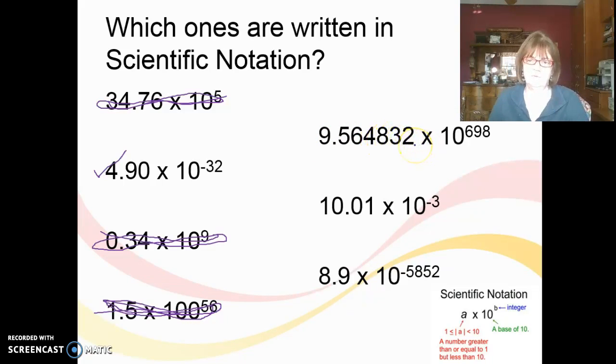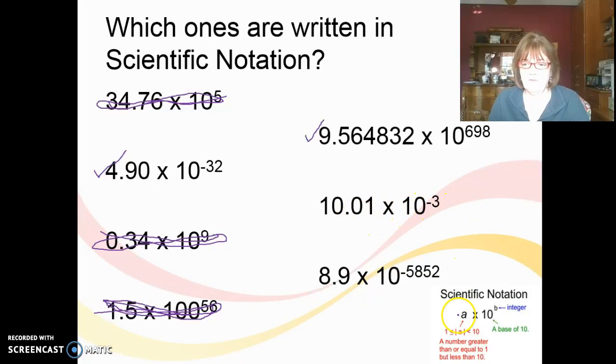9.564832. That's a big number. Is it bigger than 1? Yep, we got a 9 here. Is it less than 10? Yep, we got a 9 here. Doesn't matter how many digits are out here, it's still less than 10. So that's so far so good. Times 10 to the, whoa, what's that exponent? 698? Who put that in there? That's nutso. That's a huge number. But yeah, everything's good. This is a good scientific notation number. Very good form. All right, next.